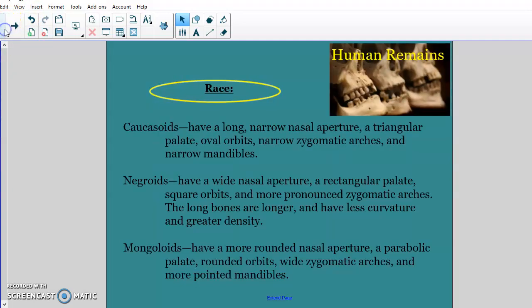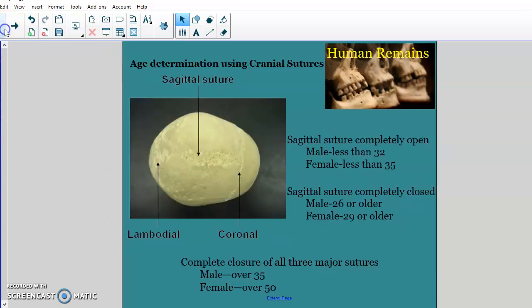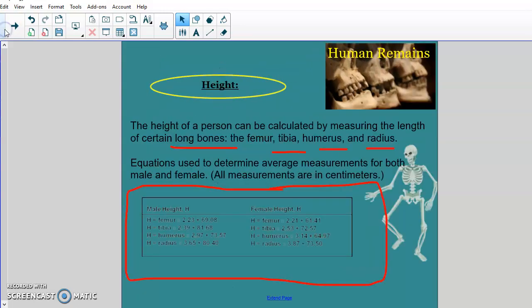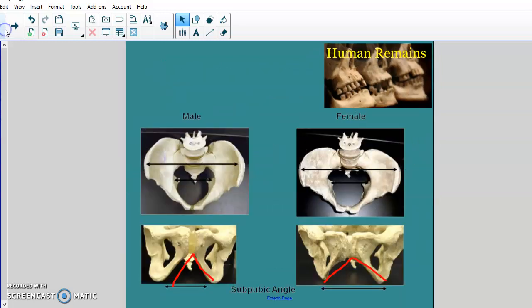So those are the main things that they can attempt to figure out from human remains. The three that are most common usually are gender, height, and age determination. Those are your three big ones because that's going to give them the best estimation of trying to figure out who the unknown individual is.